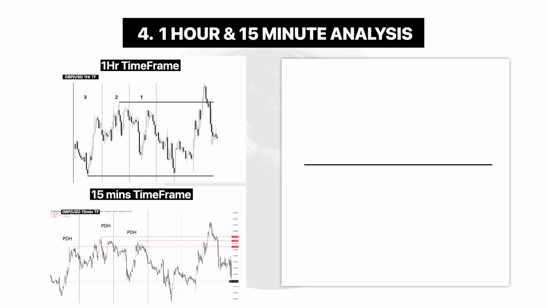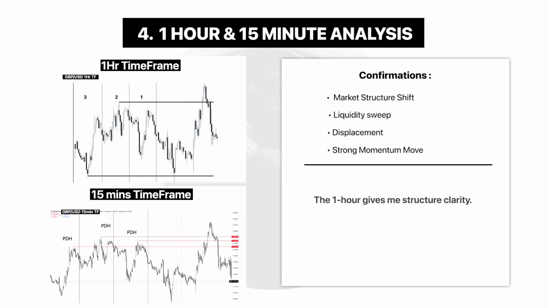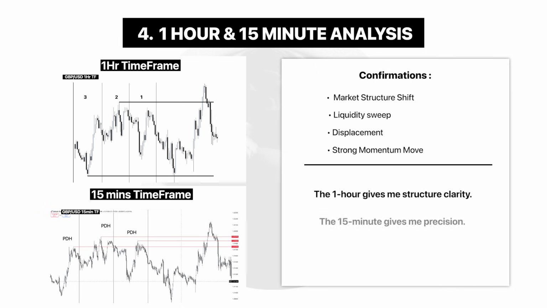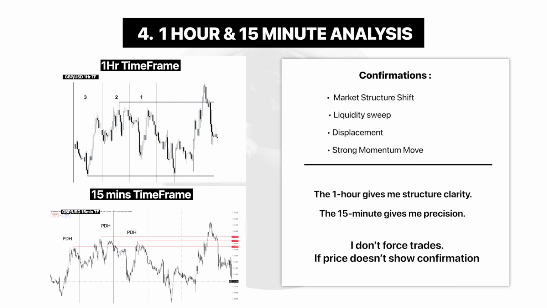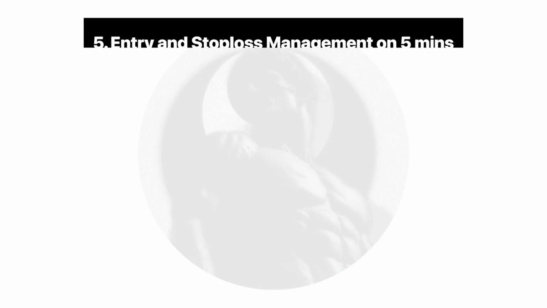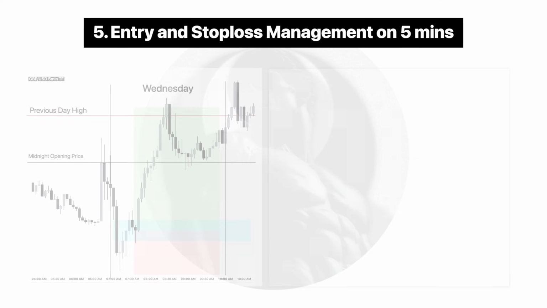Next, we'll drop into 1 hour and 15 minutes time frame. Once price reaches a higher time frame PD array, I drop down to the 1 hour and then the 15 minutes chart. Here, I am looking for confirmations like market structure shift, liquidity sweep, displacement or strong momentum move. The 1 hour gives me structured clarity and the 15 minutes gives me precision. I don't force trades. If price doesn't show any confirmation, I just stay out of the market. No confirmations means no trade. Simple as that. Next, we will plan entry and stop loss management on 5 minutes time frame.